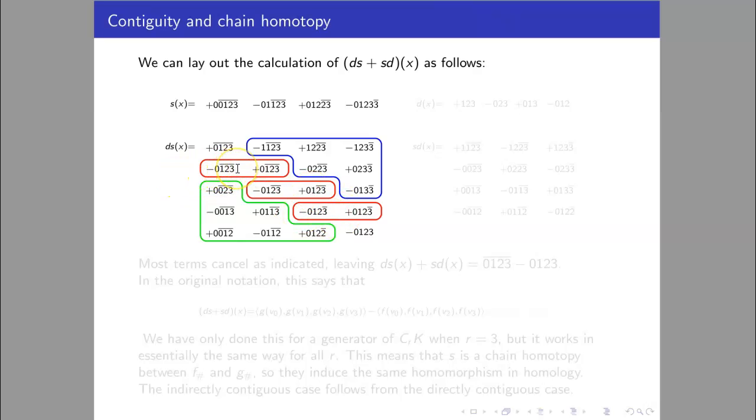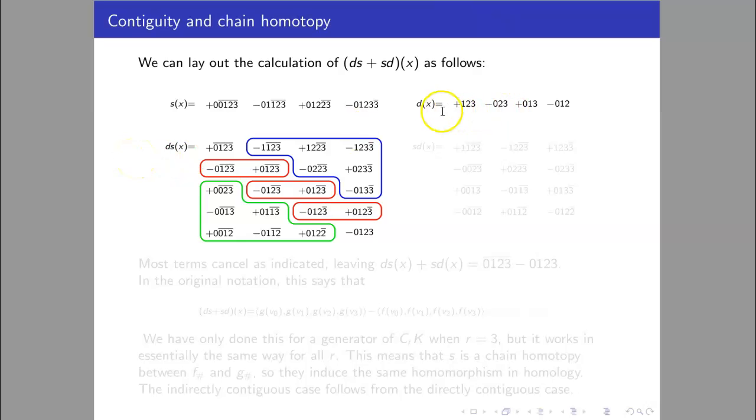You've got a minus 0, 1, 2, 3 bar, plus 0, 1, 2, 3 bar, a minus 0, 1, 2 bar, 3 bar, plus 0, 1, 2 bar, 3 bar, etc. So these terms cancel, these terms cancel, these terms cancel. But then you've got all these terms here and these terms here that don't already cancel. But that was just DSx. And remember, we're supposed to be thinking about DS plus SD.